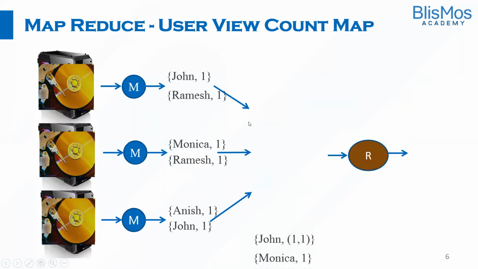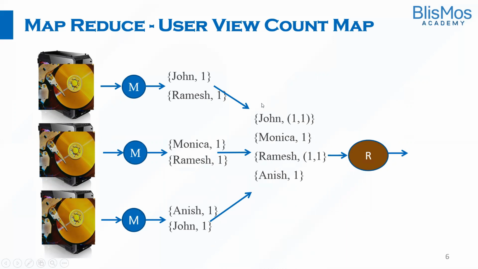Once these key value pairs are produced, this will be sorted. For example, in this case, John's profile is viewed 2 times. That is the reason you can see twice it has been indicated here. The same is the case with Ramesh. But Monica and Anish, their profile is viewed only once. So we'll get these things sorted out, and then the reducer combines the values with the same key. At the end of the reducer's output, we'll get to know whose profile is viewed how many number of times. That is what we'll get to know.